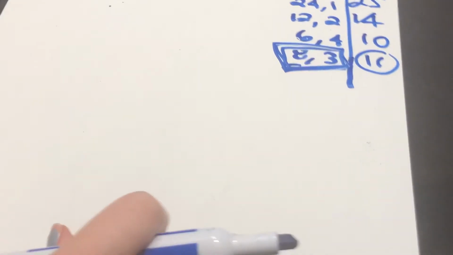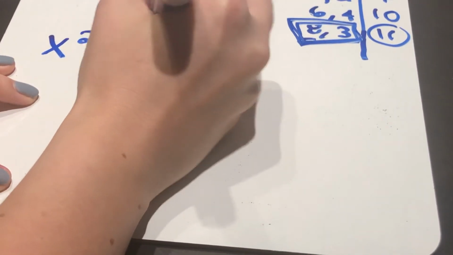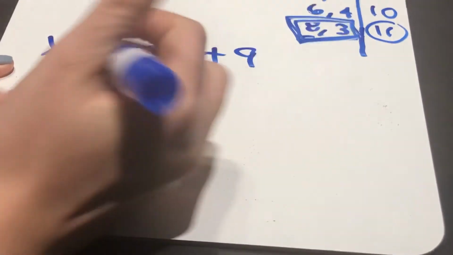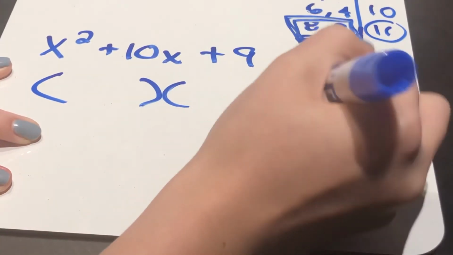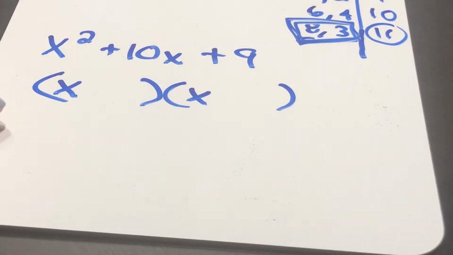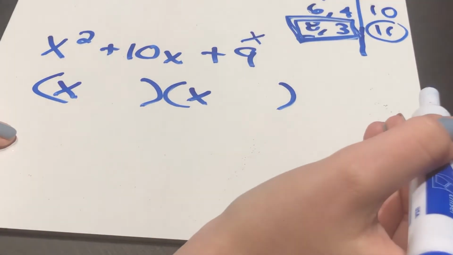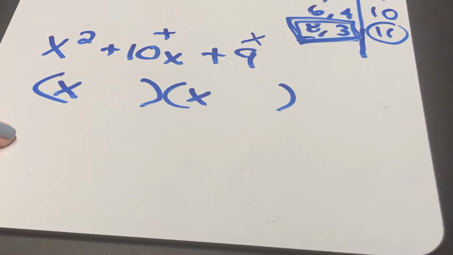Now some of you guys will be able to do this in your head, no problem. So here's another one. X squared plus 10x plus 9. I know it's going to be like this. I know it's x and x. Can you think of two numbers that multiply to get 9 that add up to get 10?